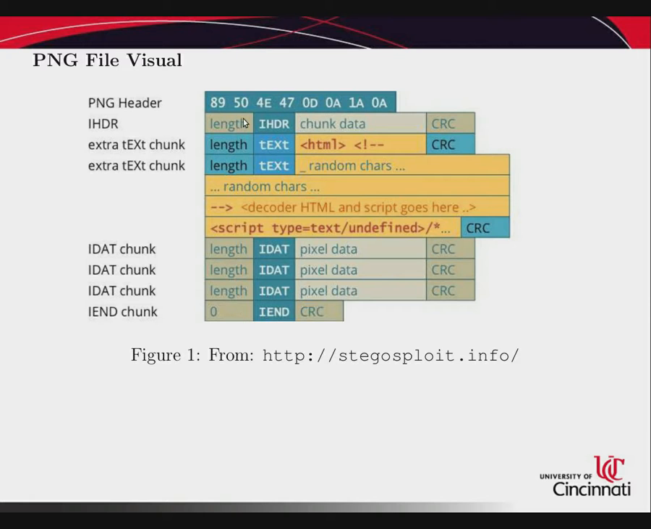The specification says that it starts with these 8 bytes, and then it always has a chunk that is this IHDR, or image header chunk. And then it has 0 or more data chunks internally, and then the last one always ends with this IEND chunk, or image end chunk.